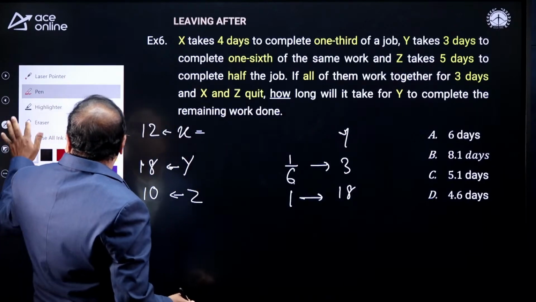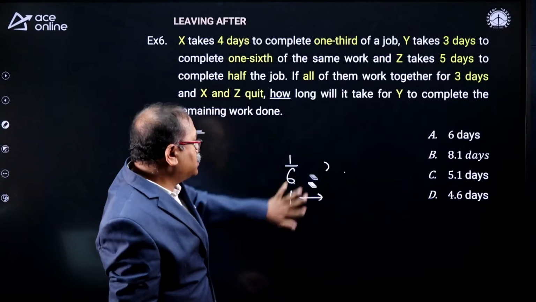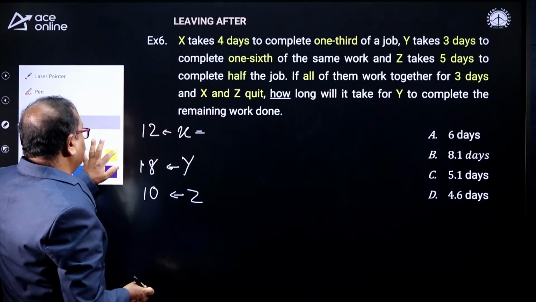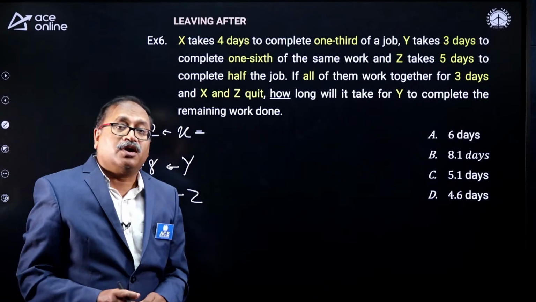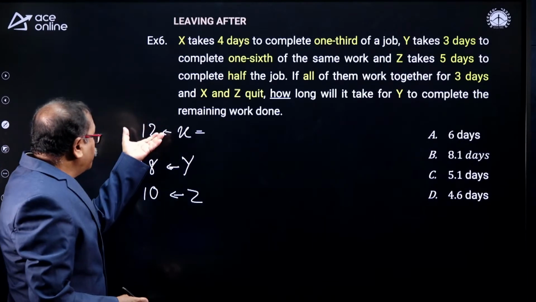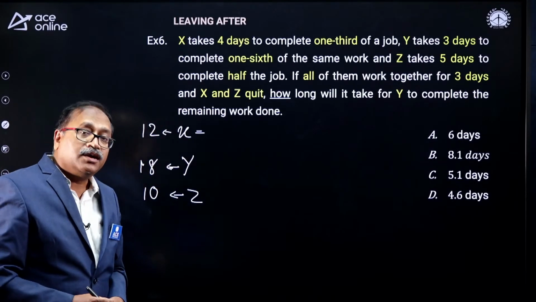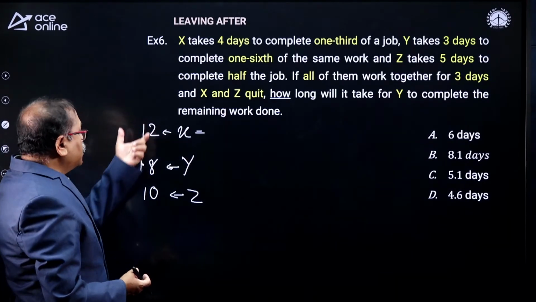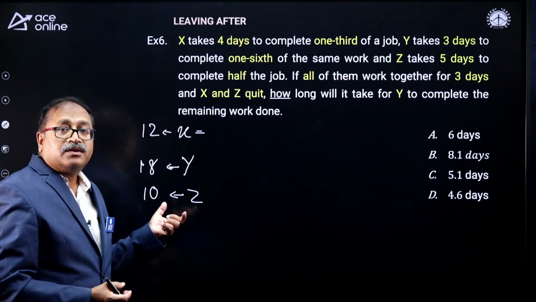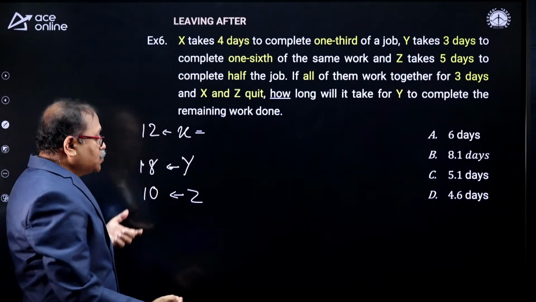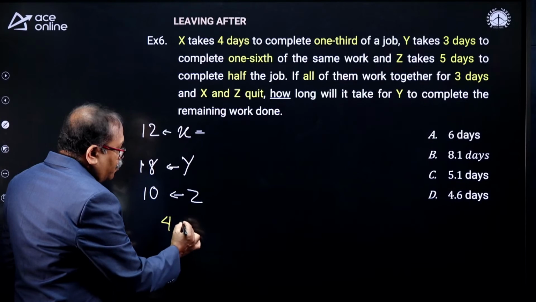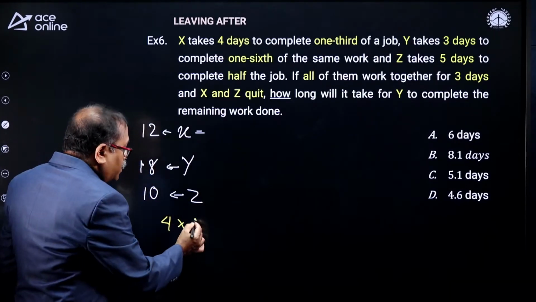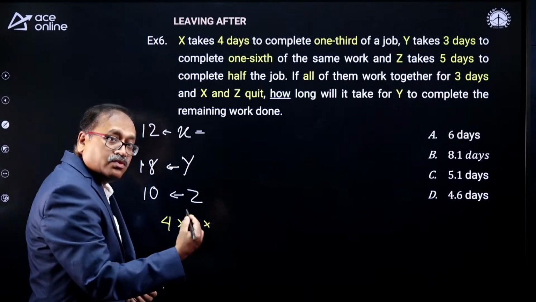Okay, now let's erase this one. This was only the calculation I showed you. Now, what is the total volume of work? The total volume of work will be the LCM of 12, 18 and 10. How do I get the LCM? Take the highest power of 2, the very first prime number, which is 4. So I am writing 4, into the next prime number 3, the highest power of 3, which is 9.